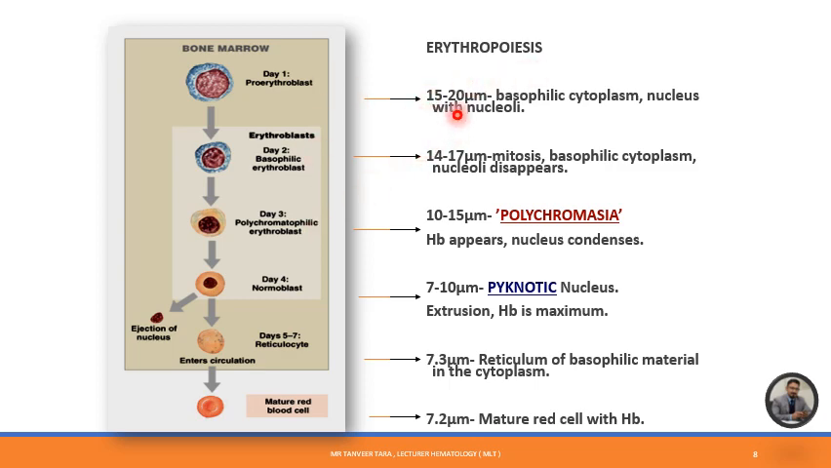The first stage is the proerythroblast, which is the largest cell. It has a size of 15 to 20 micron. It has basophilic cytoplasm, and a big nucleus with open chromatin.